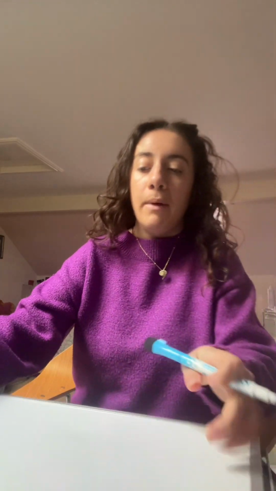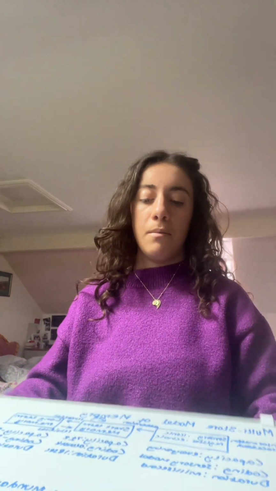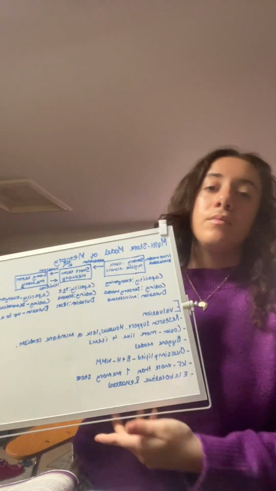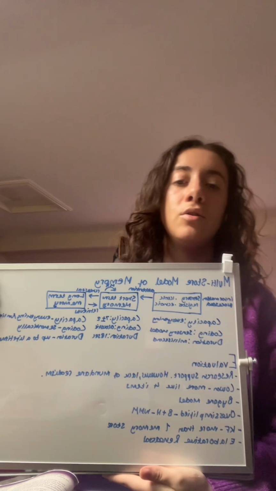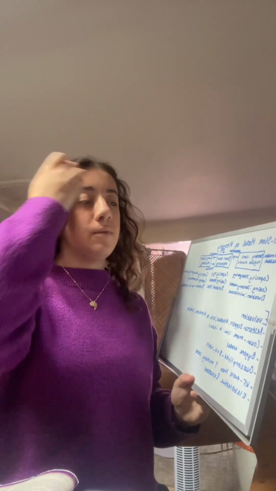Right, multi-store model of memory. This was done in 1972 by Atkinson and Shiffrin. Okay, I'm going to draw it and then I'm going to show you. Okay, so this is the multi-store model of memory. So, sensory register, short-term memory, long-term memory. Okay, I'm going to read it to you, like a teacher.